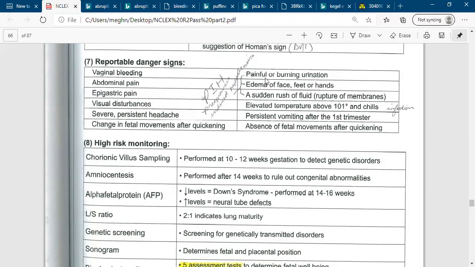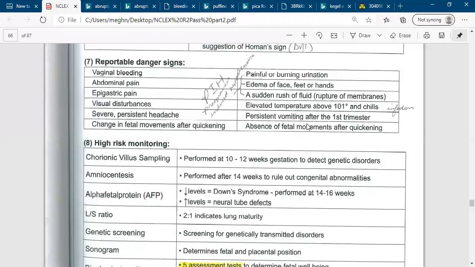Painful urination or a burning sensation of urine also indicates infection or UTI. Edema or puffiness in the face, feet or hands indicates preeclampsia. Also a sudden rash. Elevated temperature indicates infection. Or persistent vomiting after the first trimester.